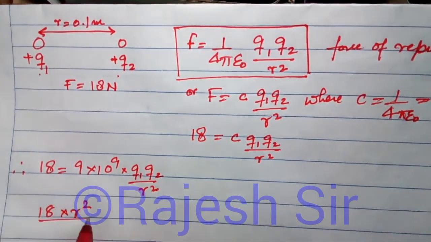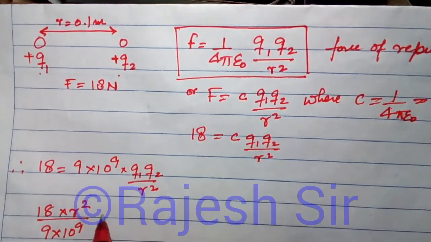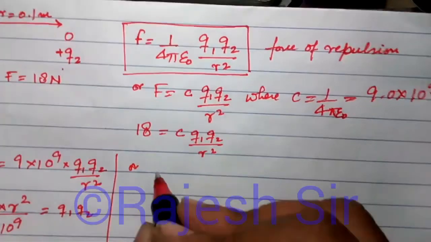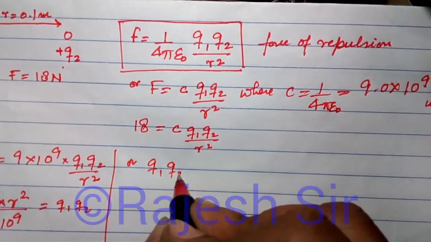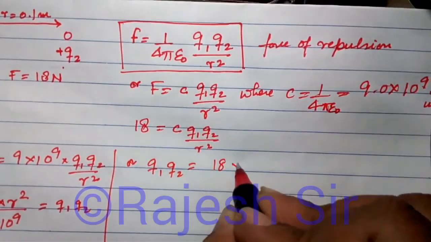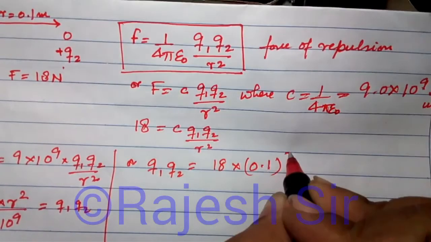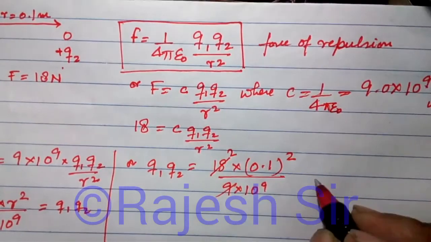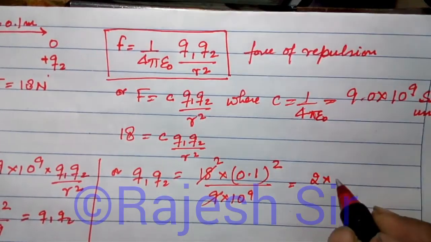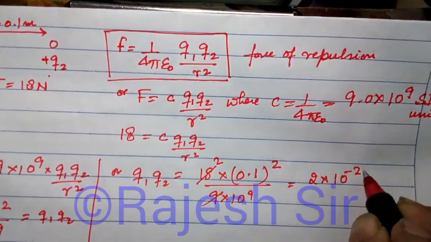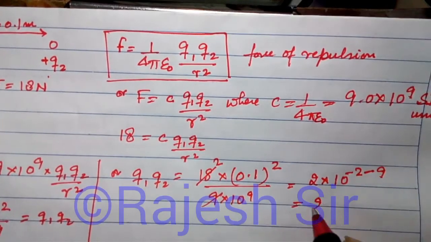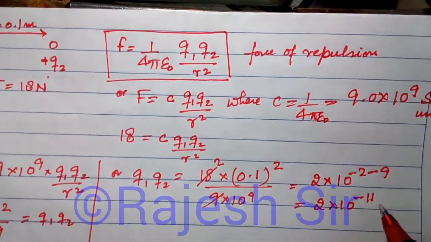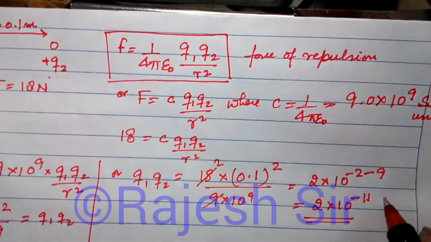into R square upon 9 into 10 to the power of 9 is equal to Q1 Q2, or Q1 Q2 is equal to 18 into 0.1 whole square upon 9 into 10 to the power of 9. 2 is 18, so it becomes 2 into 10 to the power of minus 2 minus 9, which is equal to 2 into 10 to the power of minus 11. Now I leave it in SI unit.